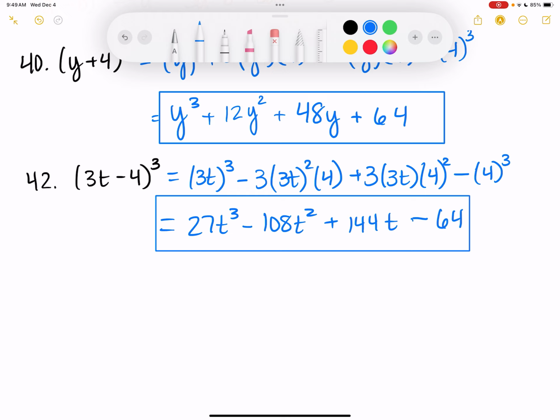All right, one I want you to do on your own, and then we'll go over it, and then I'll give you your problems. 7x minus y cubed. So notice this one has two variables, which probably will actually make it a little easier. Okay, here we go. But take a minute and do that one.